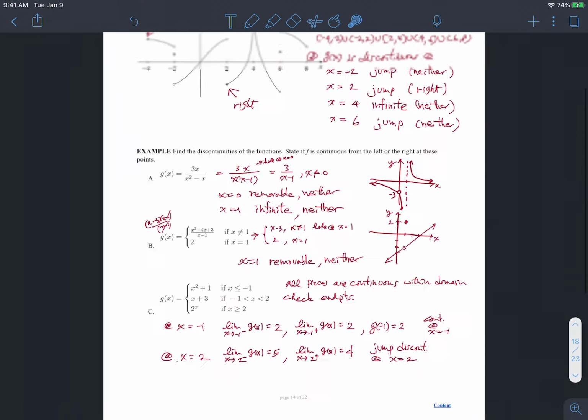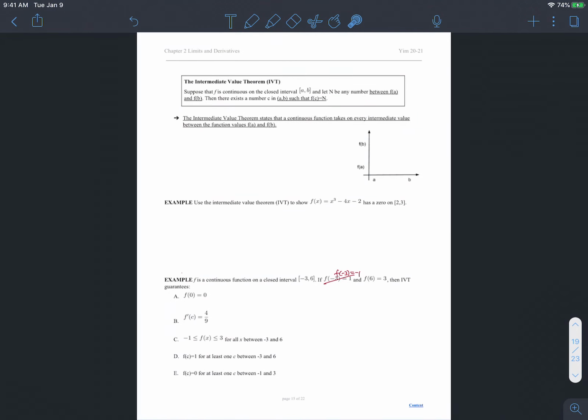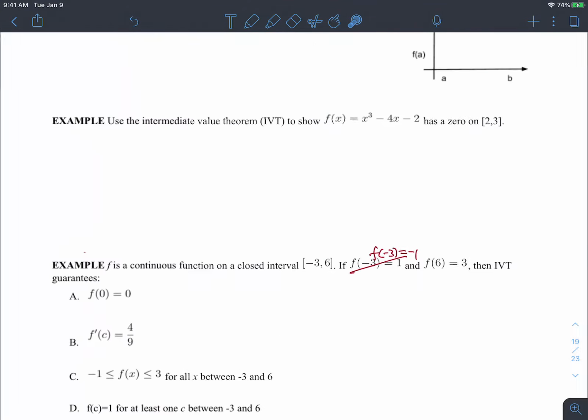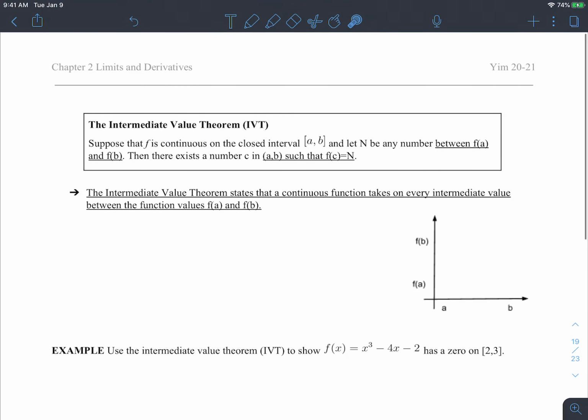Okay, in the next page over here, could you make a correction over here, guys? This right there, okay? That should have been negative 1, okay? All right. So let's begin.